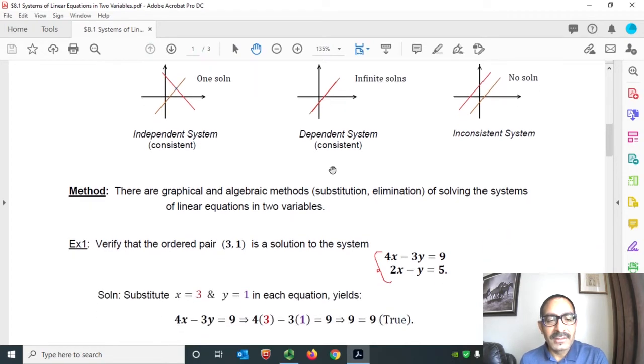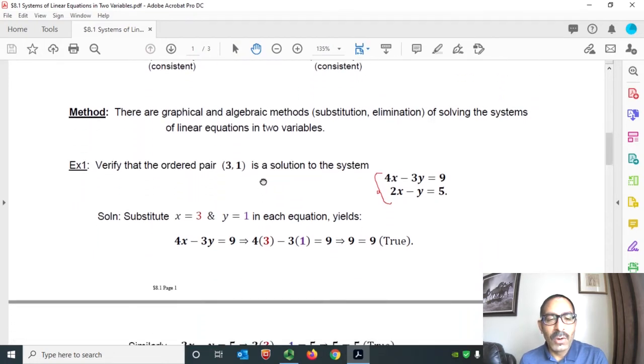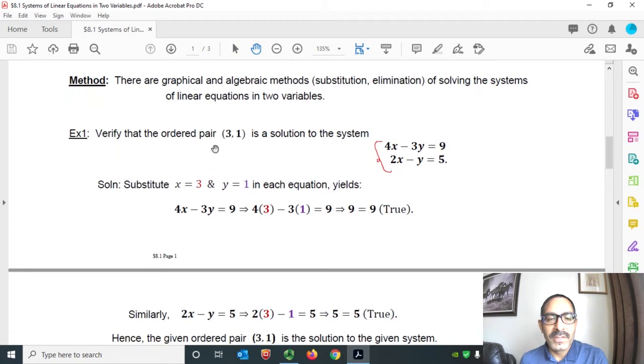Method. There are graphical and algebraic methods of solving the systems of linear equations in two variables. So let's do example 1. Verify that the ordered pair (3, 1) is a solution of the system. The system is 4x minus 3y equals 9, 2x minus y equals 5.